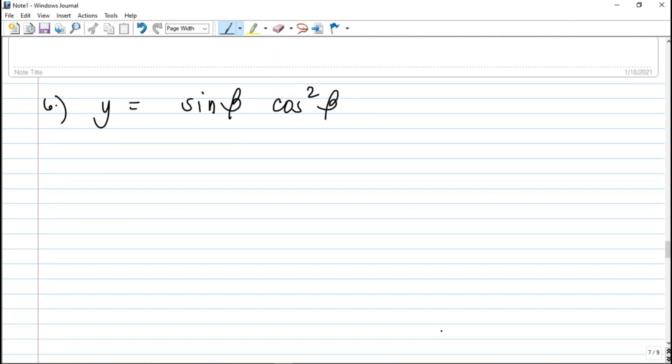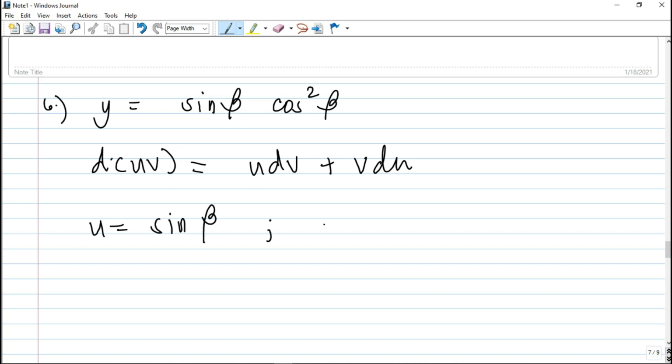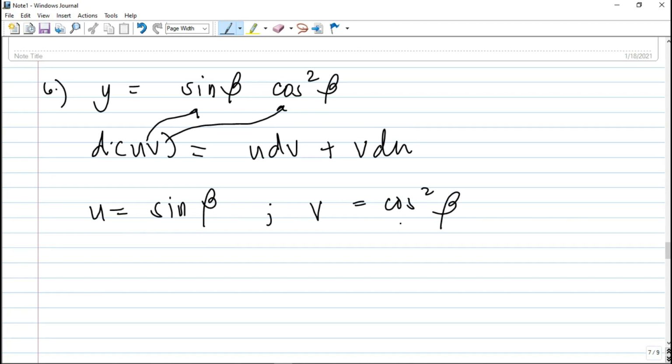So, in this next problem, we have y equals sine beta cosine squared beta. So, this is a derivative of a product. So, derivative of uv equals u dv plus v du. Okay, so you copy the first function, differentiate the second, plus copy the second function and find the derivative of your first function. So, here, u is sine beta. Then, v is cosine squared beta.